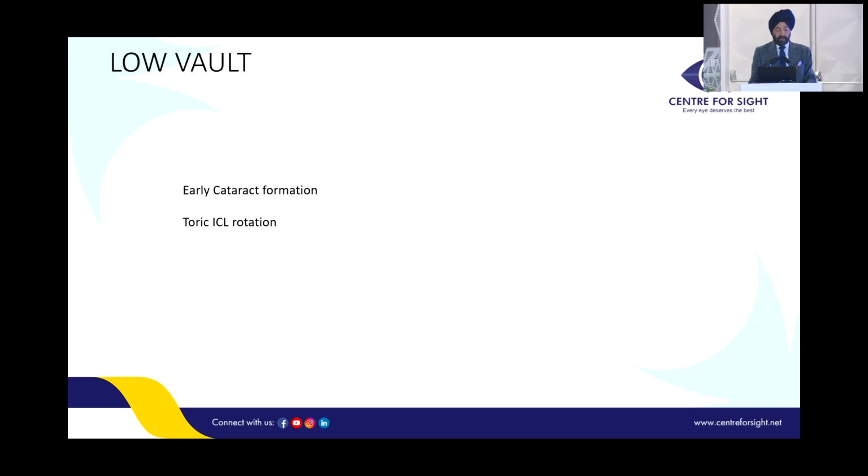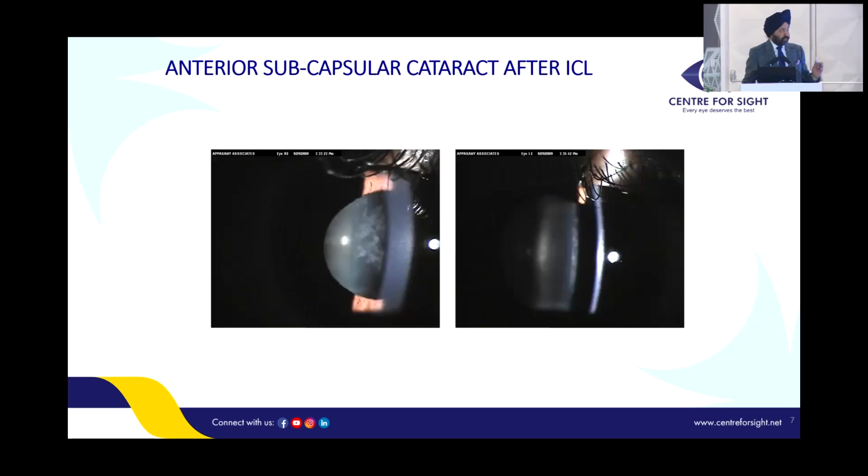Low vault, early cataract formation, and toric ICL rotation. That means that if the lens is small, it will tend to rotate. Now this is classically before we had the V4. The hole has another specific purpose: you can use it to aspirate or flow out the viscoelastic from the center.